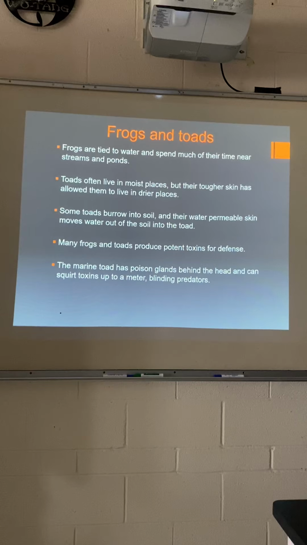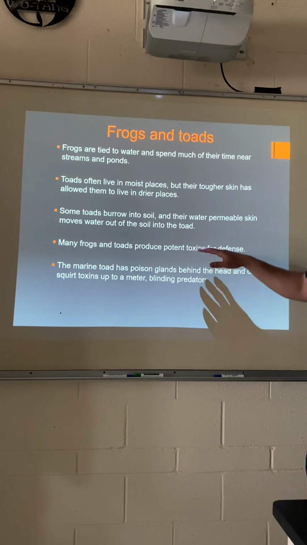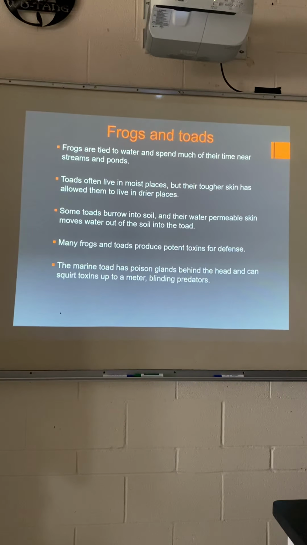Frogs are tied to water and spend much of their life near streams and ponds. Toads, they live in moist places, but these guys have a tougher skin to them, and this allows these guys to live in drier places sometimes, and sometimes within deserts. Some toads burrow into the soil, and their water-permeable skin moves water out of the soil into the toad. So that's a way to think about that. Bury yourself in the ground if you're thirsty, and let your skin absorb all the water, and you had yourself a good drink.